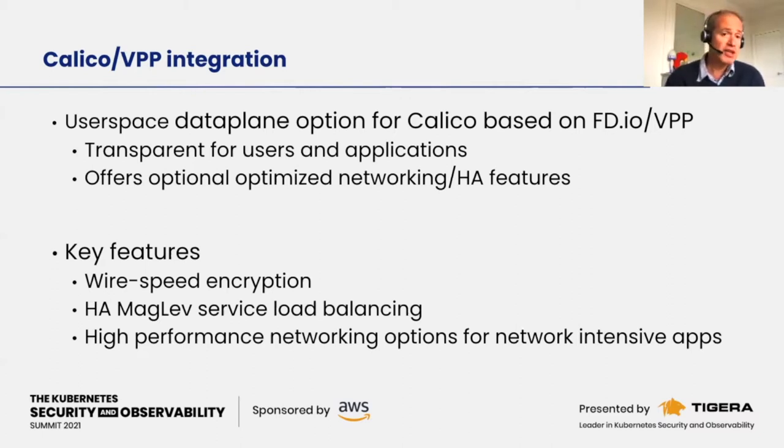And in terms of key features, I will be specific on wire speed encryption, which is actually very important, HA with Maglev service load balancing, and high performance networking options for network intensive apps. Other key features will arrive later, but these are the three we're going to talk about today.